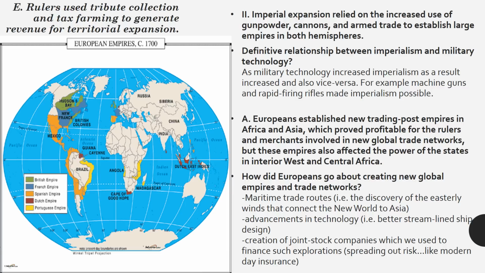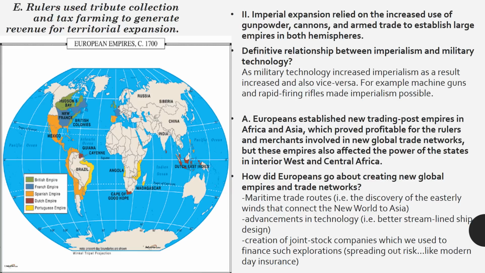That kind of stuff is going to be happening. Cannons, which will become larger and heavier and be able to fire from further distances and will become more accurate. We have those things because we have gunpowder, right? So all that stuff's going to be very, very important for generating revenue and keeping those routes open. Looking at A, it breaks down a little bit even further. You've got to look at creating new global empires.